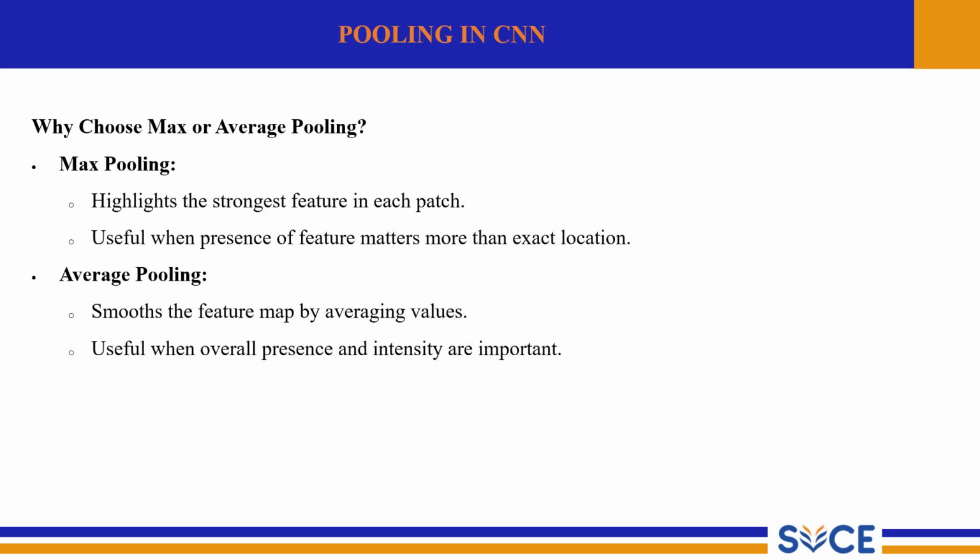So the main key idea here is: use max pooling when the strongest feature is most important. Use average pooling when you want a smoother representation of the features. By choosing the right pooling type, CNNs can better capture the information that matters for the task at hand, making them more accurate and efficient.